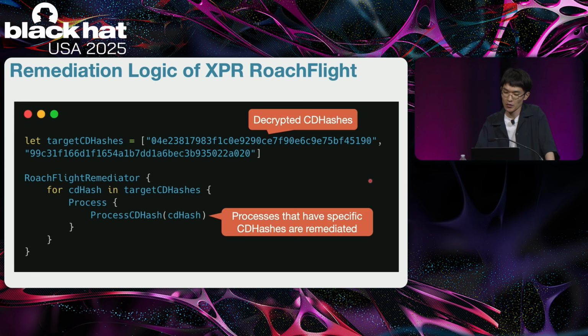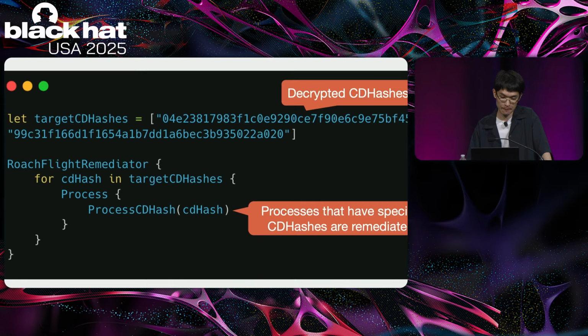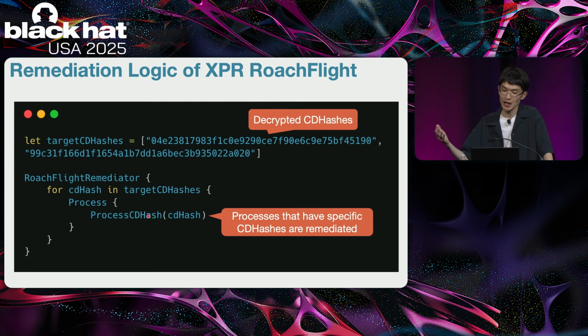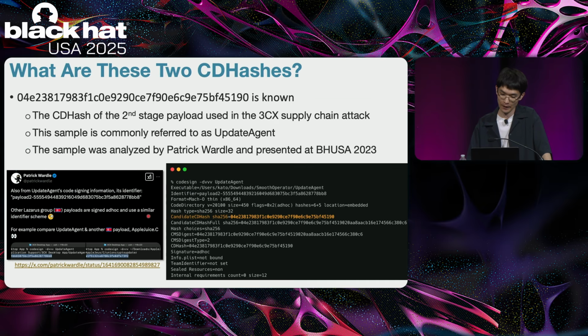Here is the remediation logic described using Remediation Builder. As we can see, these two hash values are CD hashes. It is designed to kill the process with those specific CD hashes. The first CD hash is a known one.